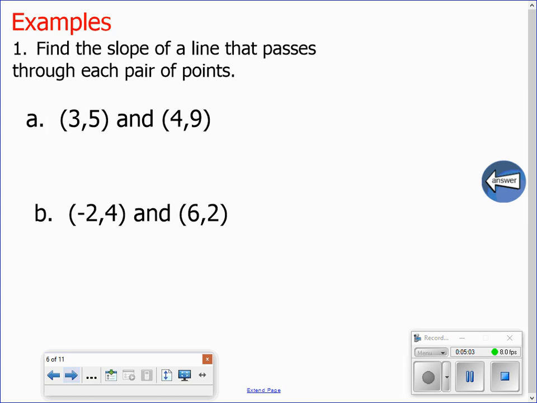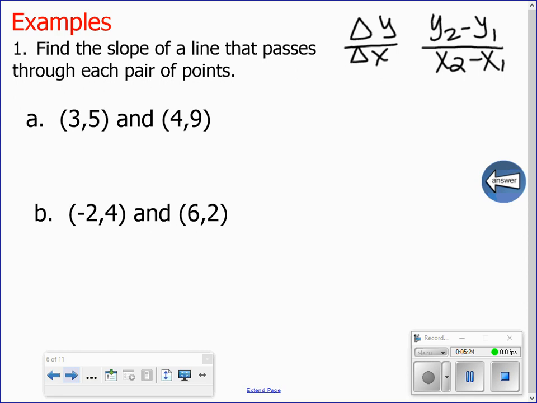So we're finding the slope of a line that passes through each pair of points. When we're looking at our pair of points, remember that we're looking for the change in y over our change in x. And so here, because we have 2 points, this is where we want to use our slope formula of y2 minus y1 over x2 minus x1.